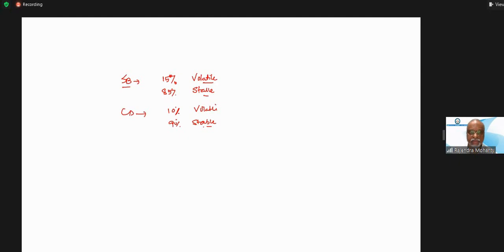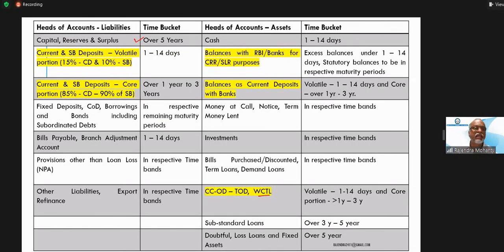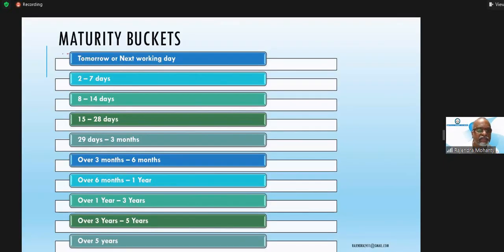Okay. So similarly, the same thing happens normally with CCOD or the bank balance maintained in a current account. This will be treated as a current account. So the same thing will happen, the 10% and 90% split has to be done. Here RBI says those volatile portions can be kept in the 1 to 14 days period. In the 1 to 14 days period, these 3 buckets are there. So you can place it in any of the 3 buckets.